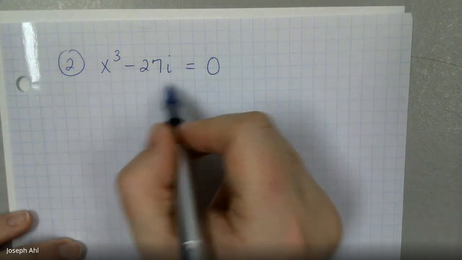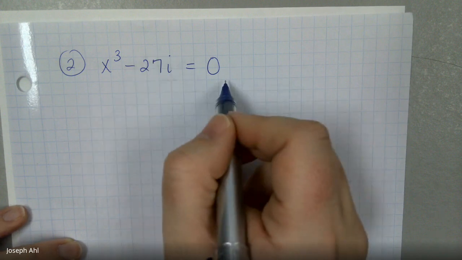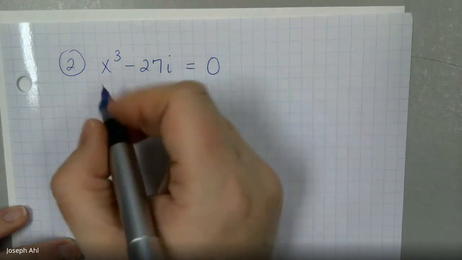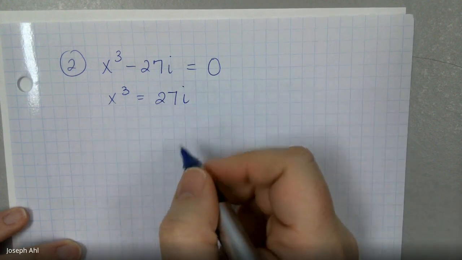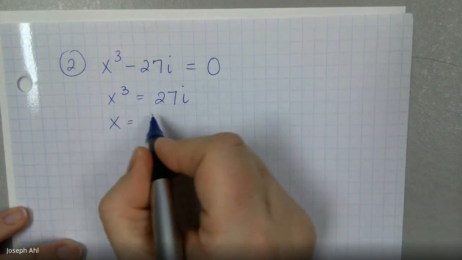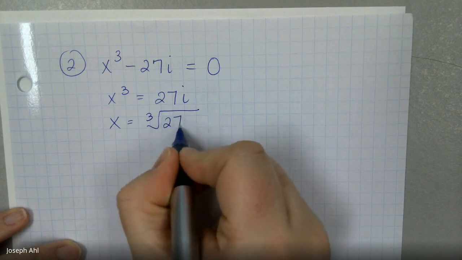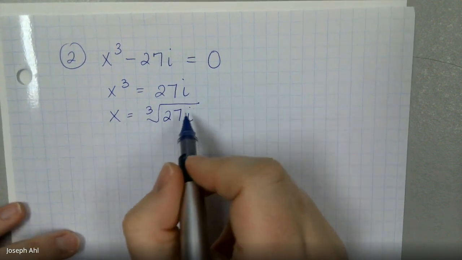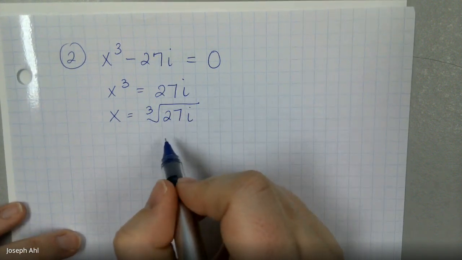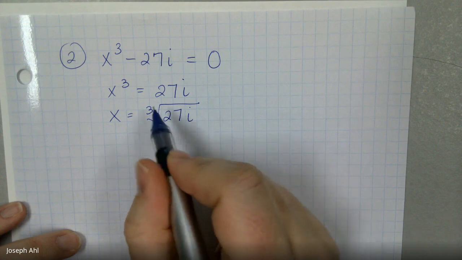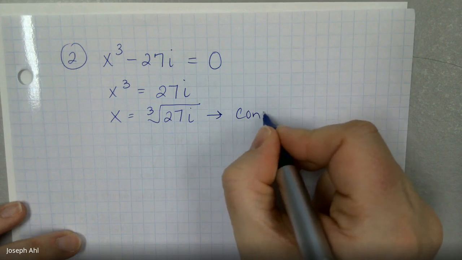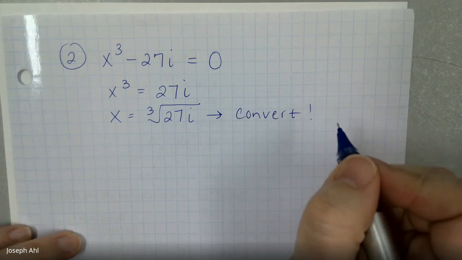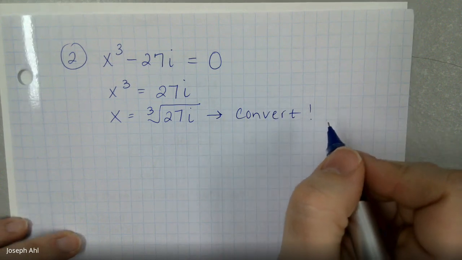So first things first, let's get x alone. So add the 27i to the other side. And then take the cube root of both sides. It's really tempting at this step to say, you know what, the cube root of 27i is 3, I don't know what the cube root of i is. Turns out it's because we have to convert this first, just like we did in the last one. Convert that over to polar form.